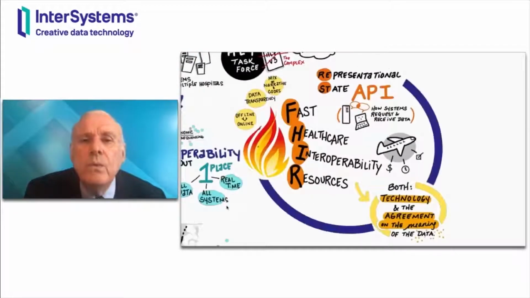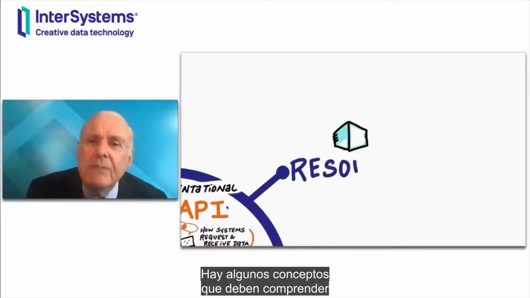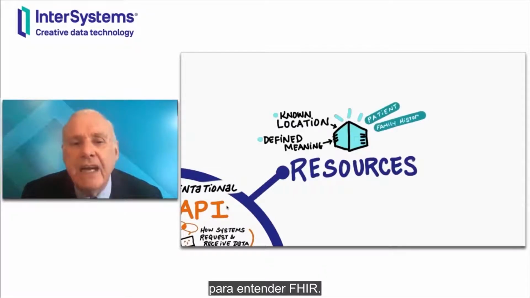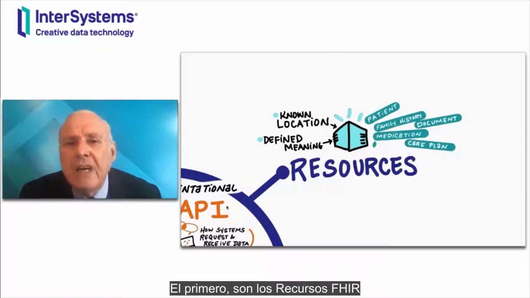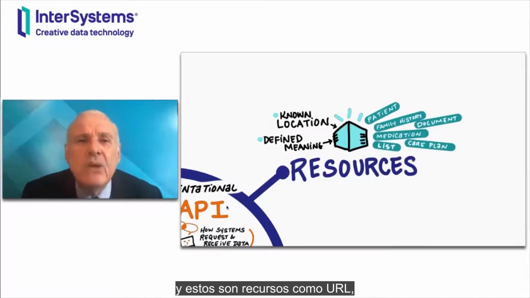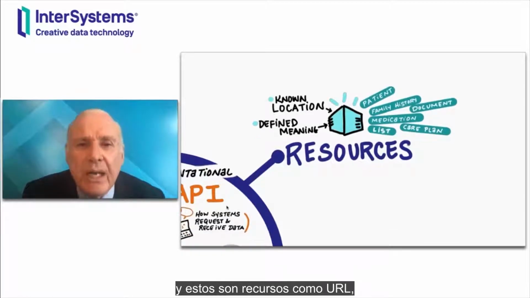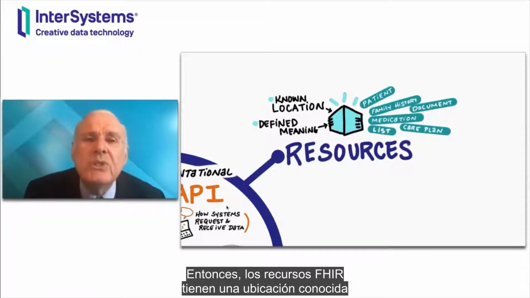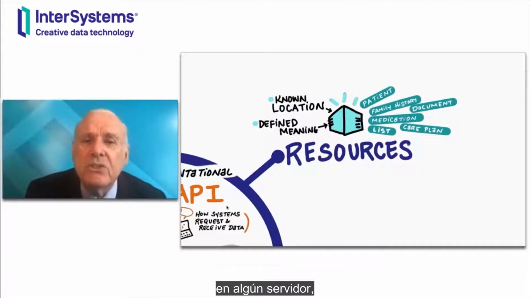So there are a few concepts that you need to understand about FHIR. The first is FHIR resources, and that's resources as in URL. Remember, that stands for Uniform Resource Locator. So FHIR resources have a known location on a server somewhere.